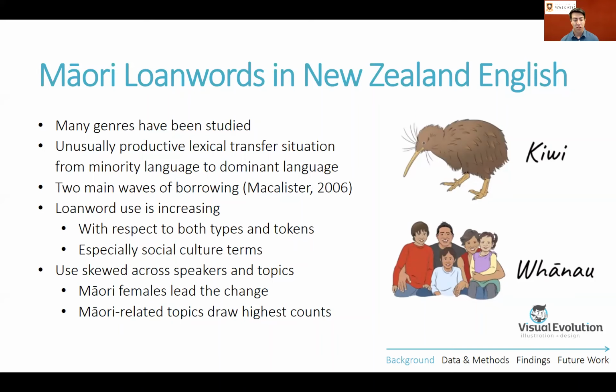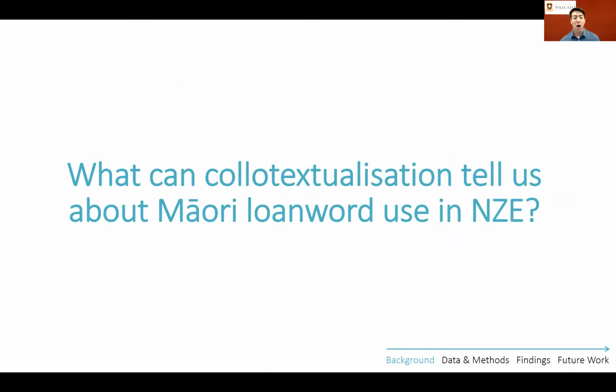However, loanword use is skewed across both speakers and topics, with Māori women and Māori topics producing the highest loanword counts. Our overarching research question for this talk is, what can collotextualisation tell us about Māori loanword use in New Zealand English? More specifically, we'd like to know what loanword groupings or networks can be detected by taking this discourse-oriented approach, and what studying these networks actually tells us about the borrowing process that we couldn't learn from frequency alone.